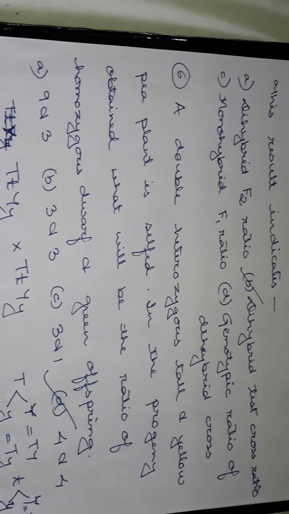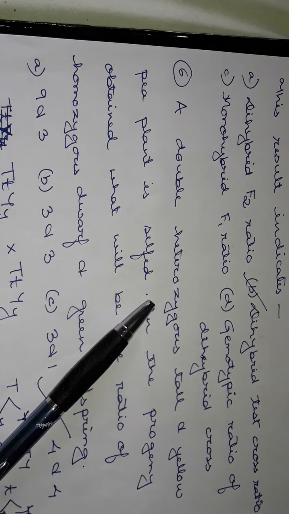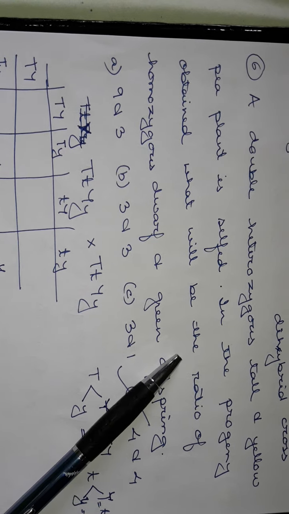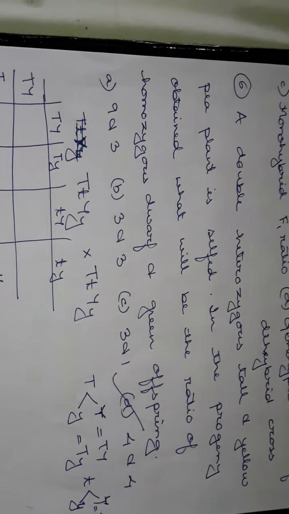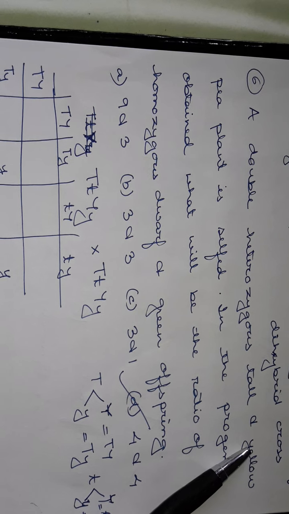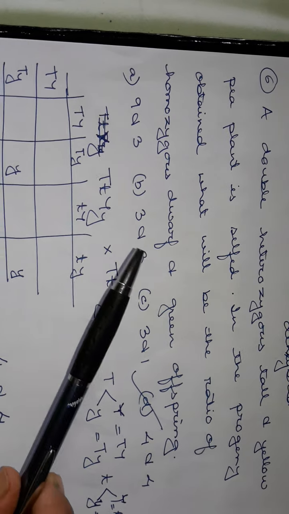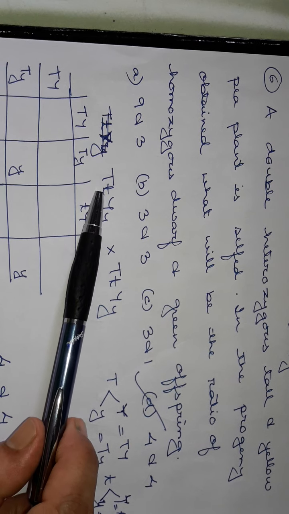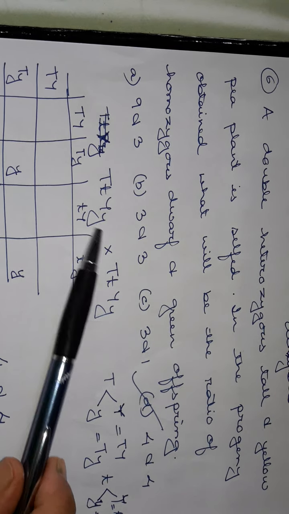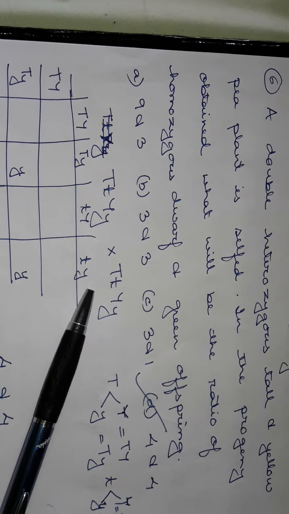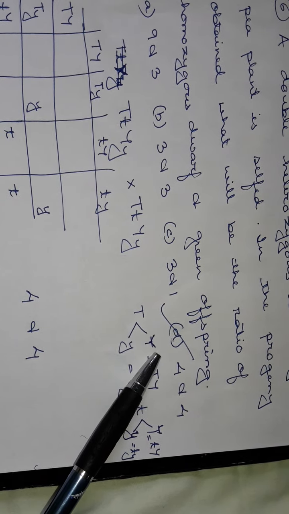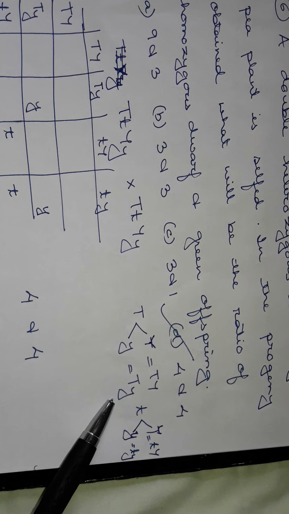Got it? Okay. Now see here, a double heterozygous tall and yellow pea plant is selfed. In the progeny obtained, what will be the ratio of homozygous dwarf and green offspring? First of all, the question says a double heterozygous tall and yellow pea plant. If it is double heterozygous, that means a dihybrid cross, capital T, small t, capital Y, small y. Okay, we have got the genotype of the parent. It is selfed, that means it will be crossed with the same parent. Now, very fast, we will take out the gametes. Now see, capital T, capital Y, small y. We have got capital T capital Y, capital T small y.